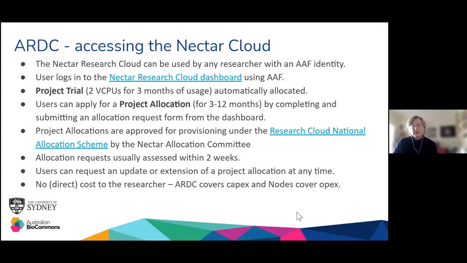If you want to continue using the cloud with a larger amount of resource, you apply for a project allocation for up to a year, just by submitting an online form essentially. That gets assessed by an allocation committee. You can apply at any time. It's not something like a research grant or NCMAS where there's a particular time you're allowed to apply. You can apply at any time, and you can request a new allocation, an extended allocation, or more resources at any time as well.